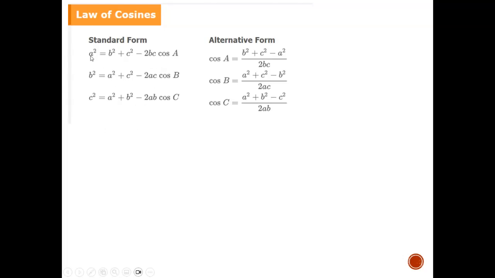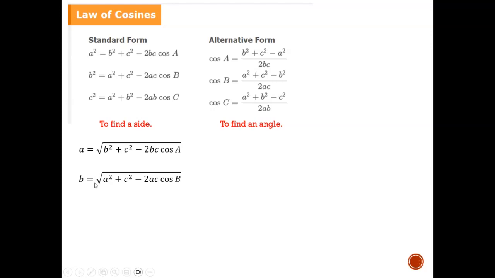To go even further, if I want to solve for the little a, b, or c, I can take the square root of both sides. So I can take the square root of all of these, and little a is going to equal the square root of all of this. Little b is going to equal the square root of all that. And little c is equal to the square root of all that. You would appropriately plug in the values, side lengths for b and c, and then the cosine of angle A.